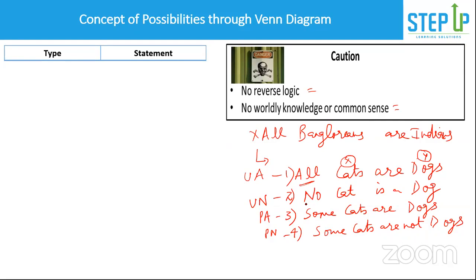Here it is universal negative because it says no cat, that means not a single cat is a dog. Some is again particular. Some cats are not dogs is particular negative. Now let's understand these statements one by one using Venn diagrams.